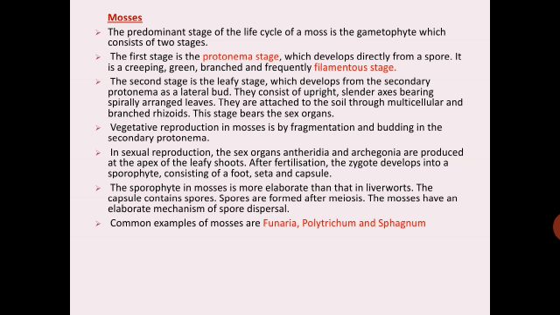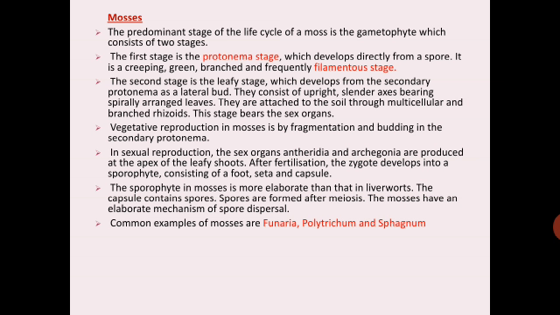Coming to the mosses. The predominant stage of the life cycle of moss is the gametophyte, which consists of two stages. The first stage is the protonema stage, which develops directly from a spore. It is creeping, green, branched and frequently filamentous. So two stages are observed here: the first is the protonema stage and the next one is the filamentous stage.